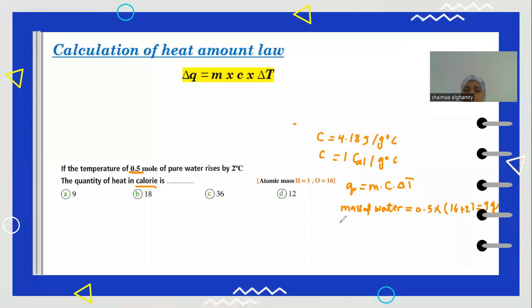Move again to the rule, which says that Q equals m c delta T. As he is asking us to calculate the heat in calorie, it's 9 times the specific heat in calorie, which equals 1, times the change in temperature, which is 2 degrees Celsius. So the correct answer is 18 calories. So the choice 18 is the correct choice.